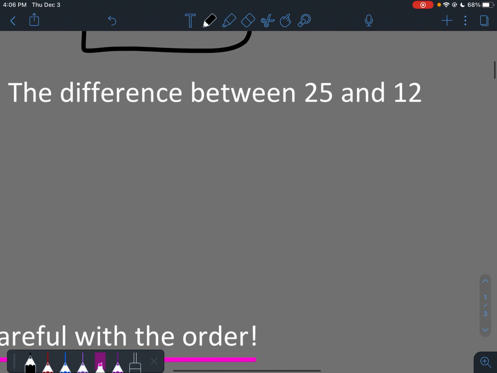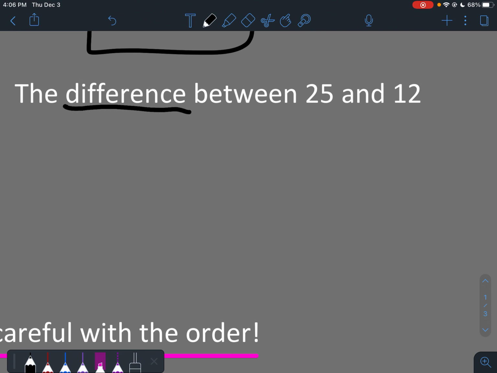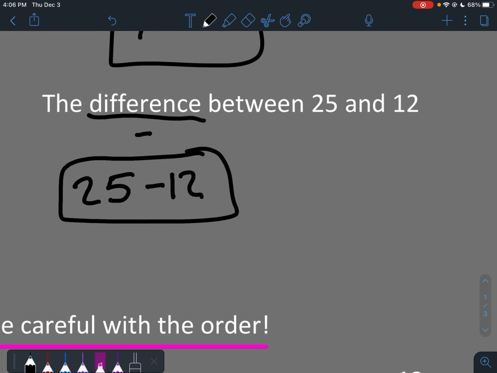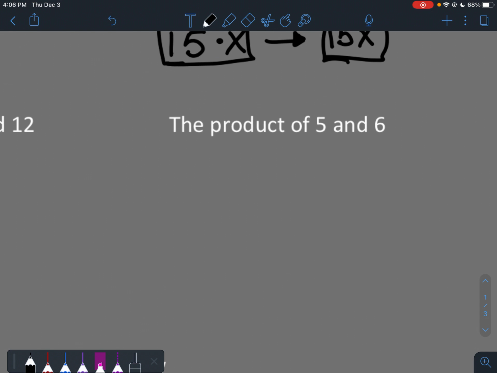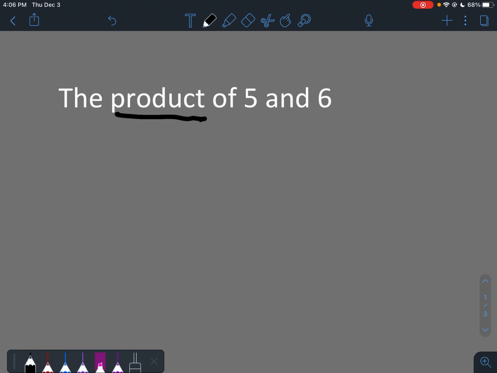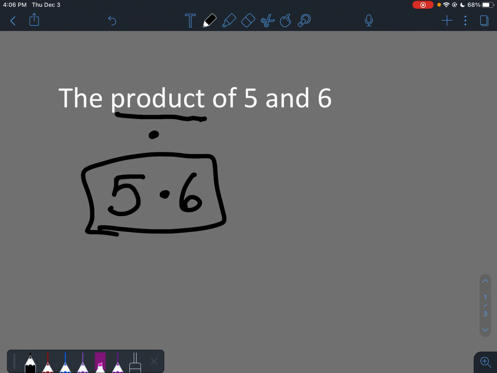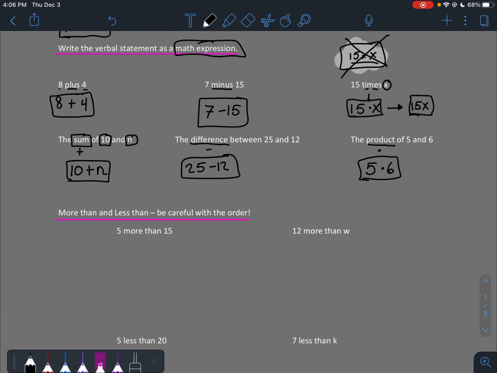The difference between 25 and 12. Difference, we're going to work with subtraction. So start recognizing some of these key words here between 25 and 12. Well, we want to find out what the difference between 25 and 12 is. We're going to subtract them to find out what that difference is. And then the product. Product is implying multiplication. The product of 5 and 6. So we're going to multiply 5 and 6, and that's going to give us our product of 5 and 6.